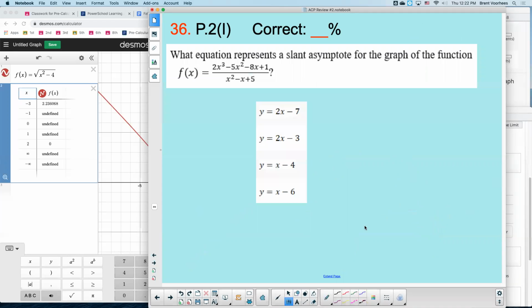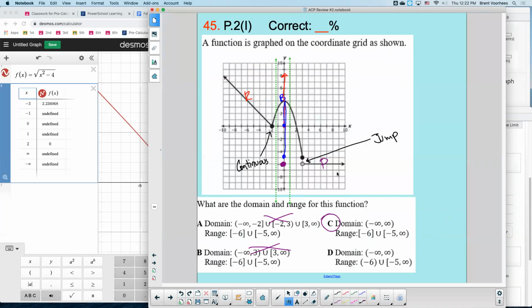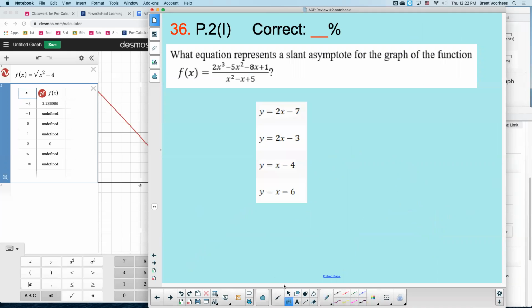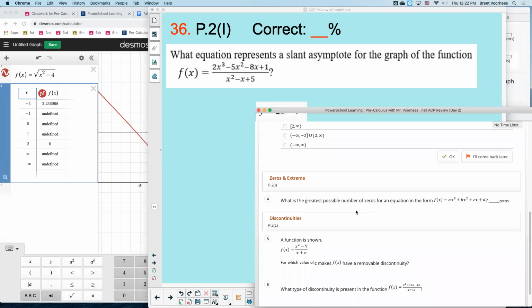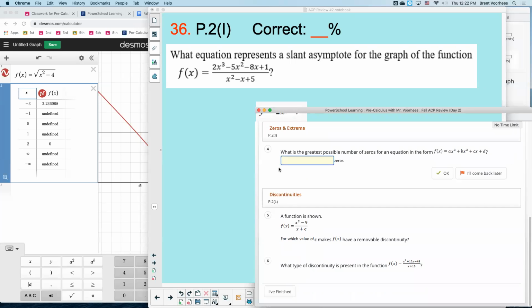All right, and I think that's all of them. DOL time. Open up, go over to the zeros and extrema, and do this problem right.